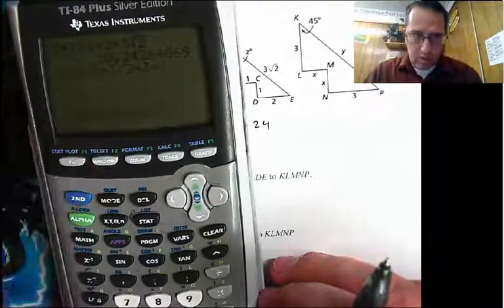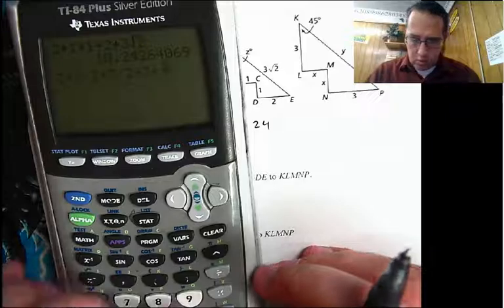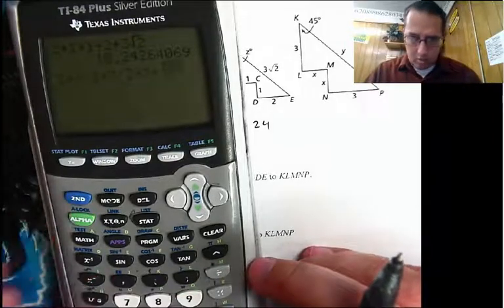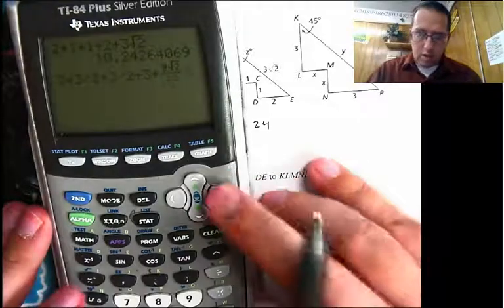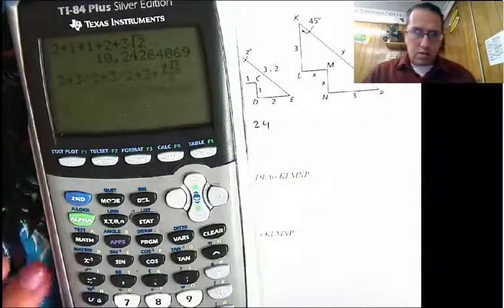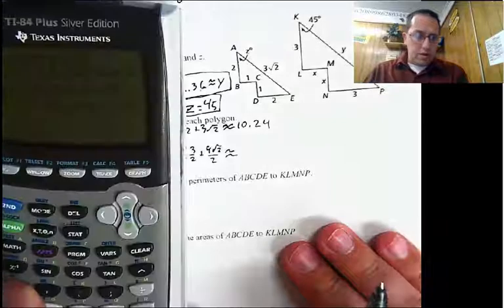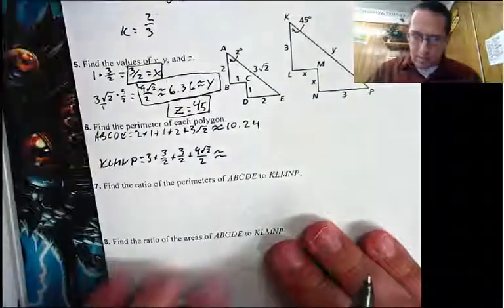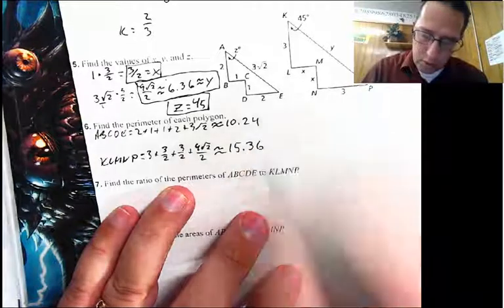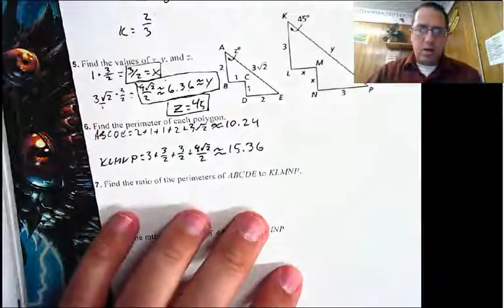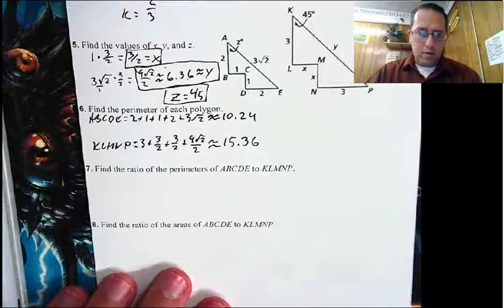Plus, and I'll grab that. So 9 square roots of 2 over 2. That way I don't round before I get my answer. I can just round my answer. 15.36. So this is approximately 15.36.